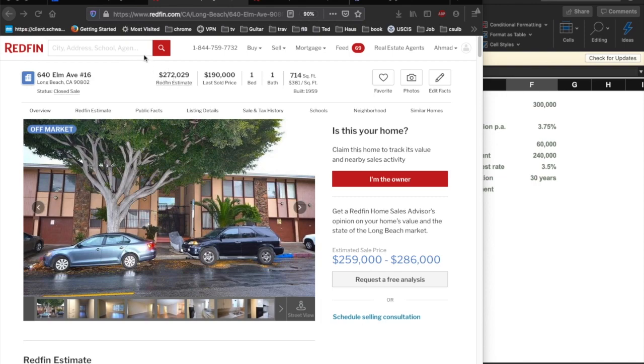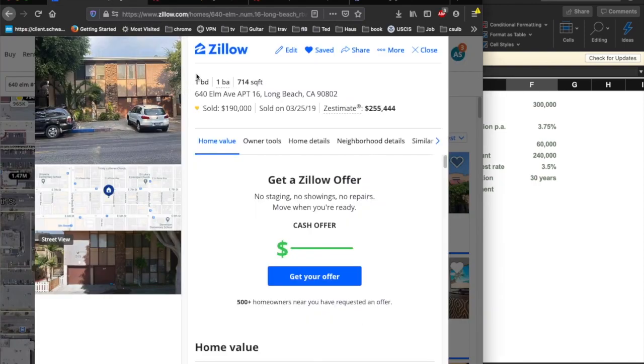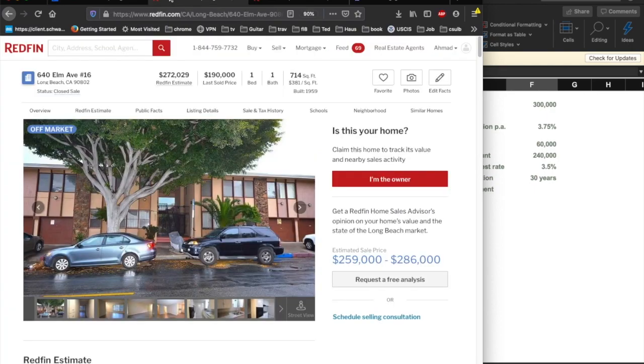As you see, each website has a calculation. For example, Redfin calls it the Redfin estimate, or Zillow calls it the Zestimate, which is a computer generated value for a property based on sales records in the area and the data that the computer gets in. Here we have the estimate of $255,000. Redfin shows a higher price, $272,000, and here also a range from 259 to 286 and so on.